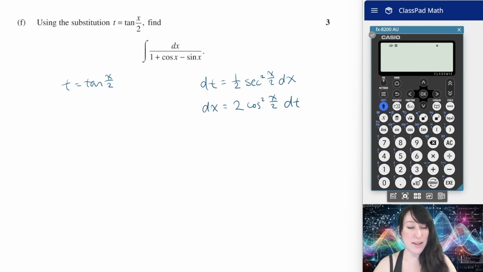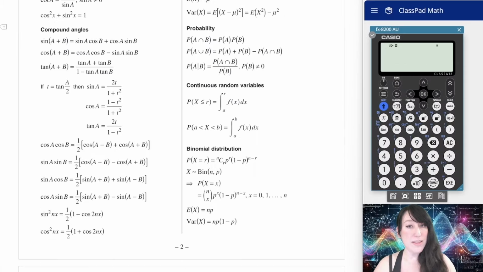Now we also need to replace the cosine and the sine. Let's use the t formulas. So according to the t formulas, sine will be 2t over 1 plus t squared, and cosine will be 1 minus t squared over 1 plus t squared.